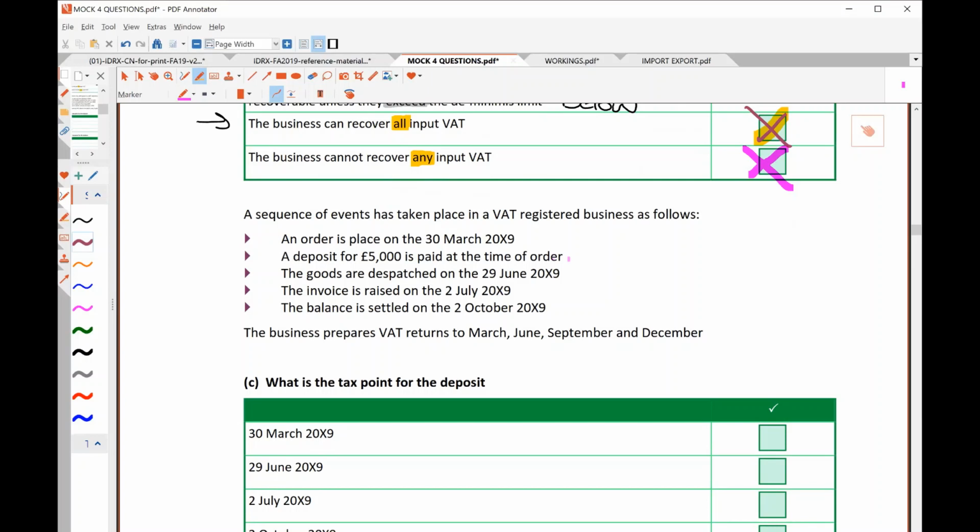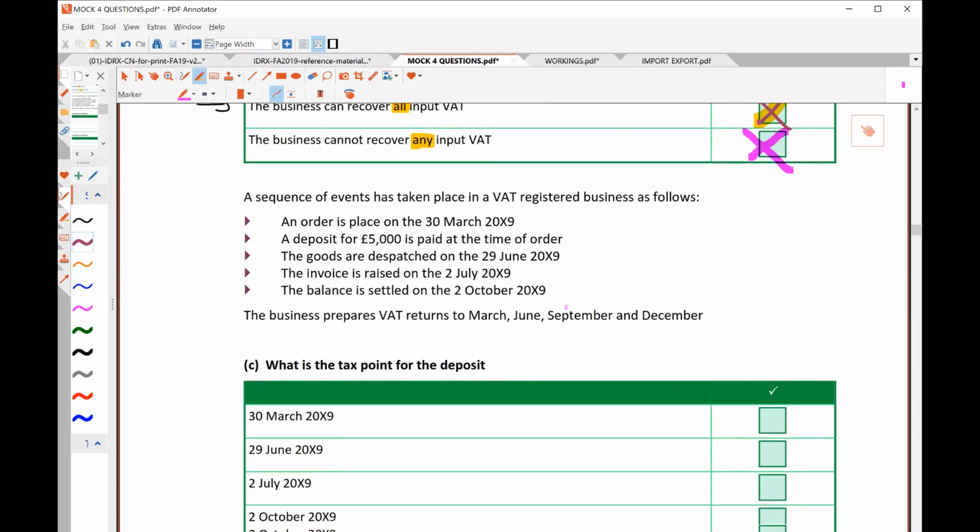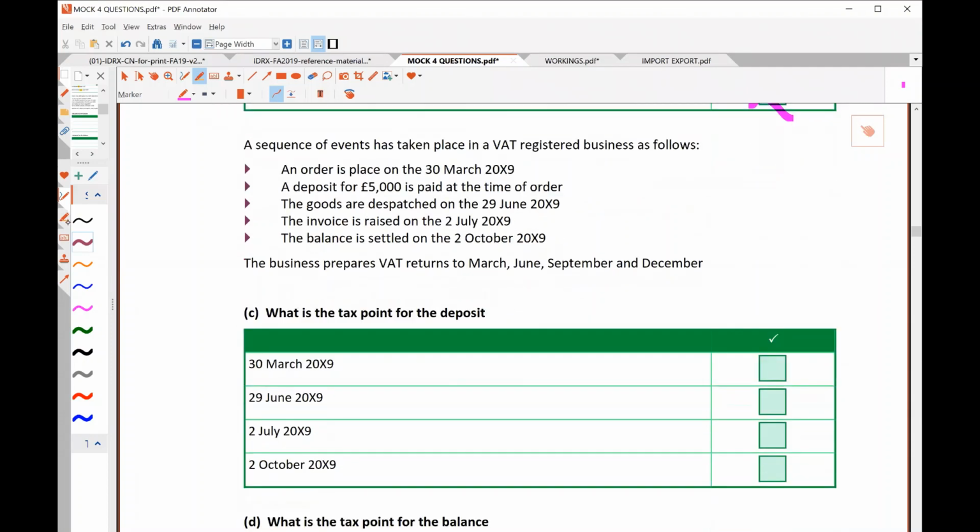So it was obviously paid on the 30th of March. The goods are dispatched on the 29th of June. The invoice is raised on the 2nd of July. The balance is settled on the 2nd of October. First thing it wants to do is deal with the deposit. So where do we start? Where would the starting point be? What's our first basic tax point?